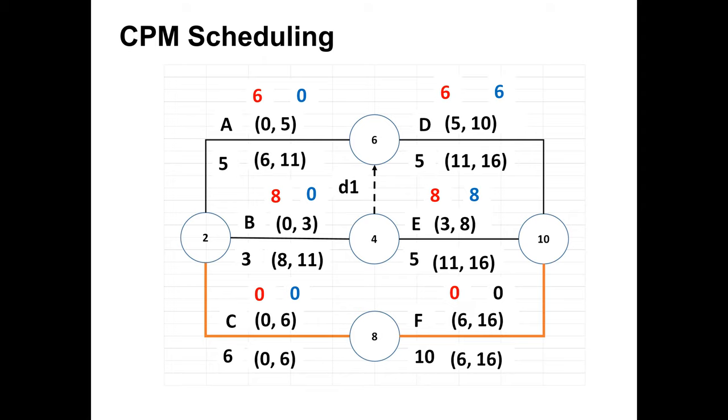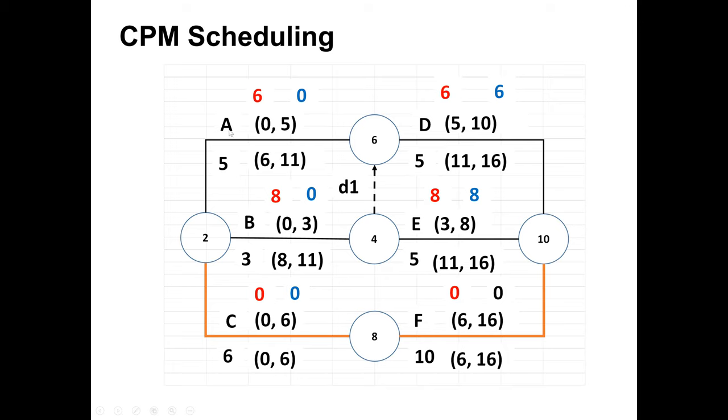If this diagram is given, there are activity A, whose duration is 5, activity B, whose duration is 3, and activity C, whose duration is 6. These three activities are going to start together from the same node. These are the starting activities, so their predecessor is nothing.